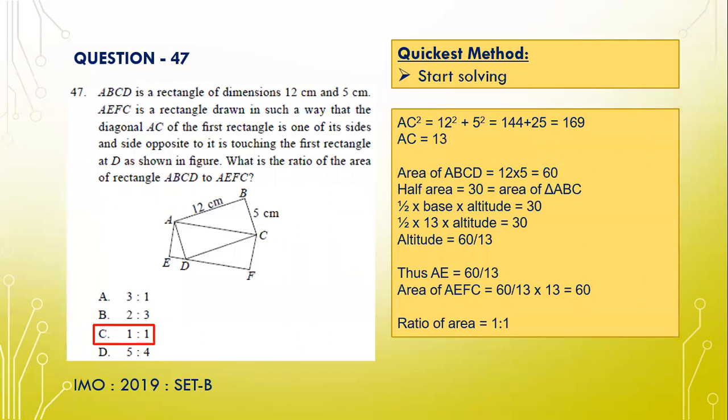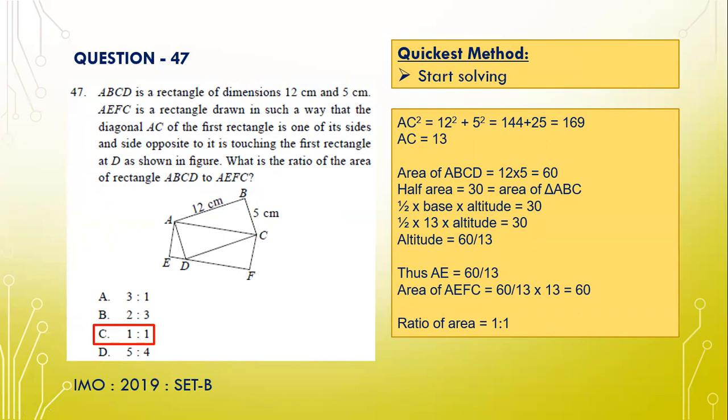If ABCD is a rectangle of dimensions 12 and 5, and AEFC is a rectangle drawn in such a way that the diagonal AC of the first rectangle is one of its sides, and the side opposite to it is touching the first rectangle at D, as shown in the figure, what is the ratio of the area of rectangle ABCD to AEFC? Again, we have solved this question in some earlier question paper, but we will solve it again.